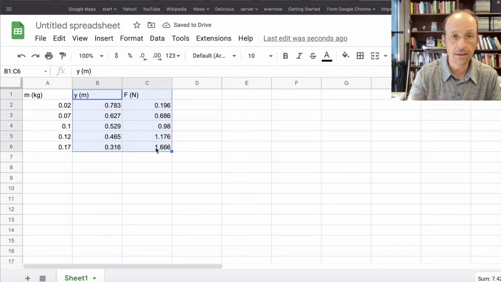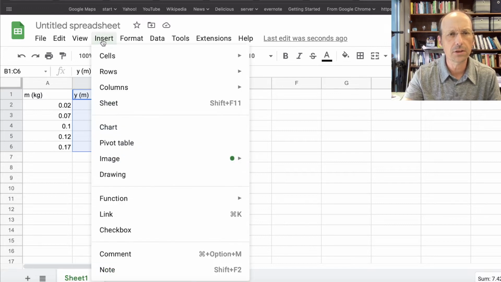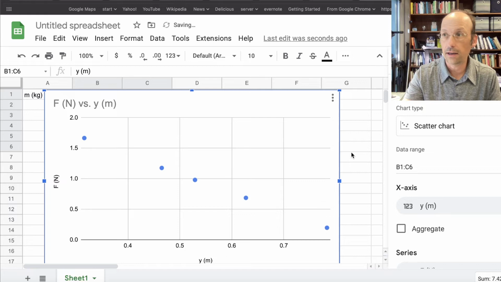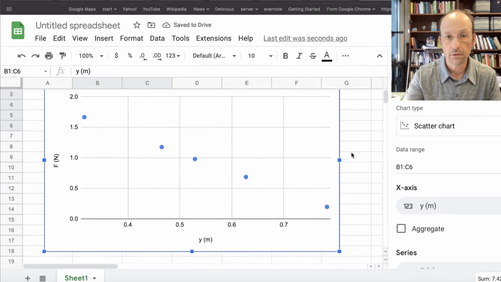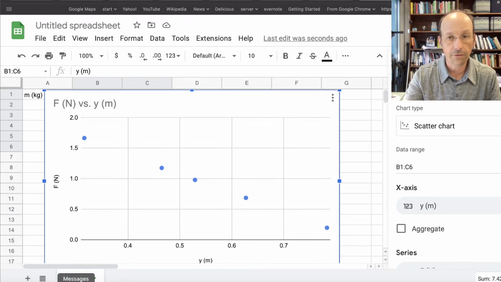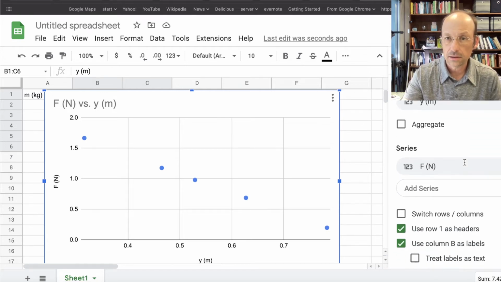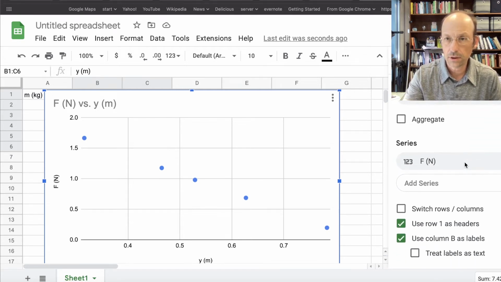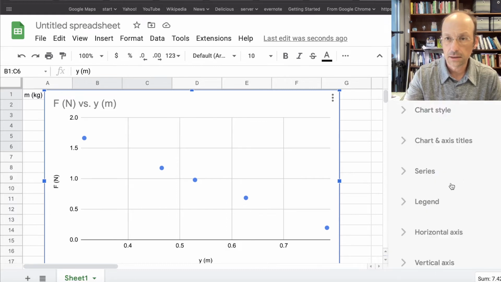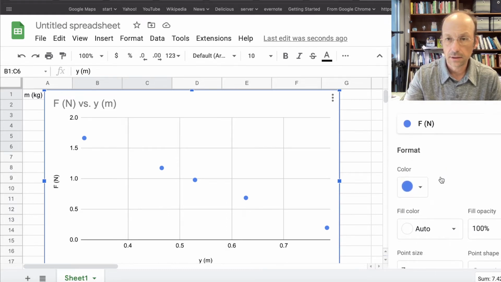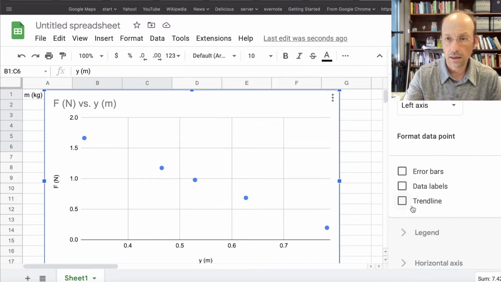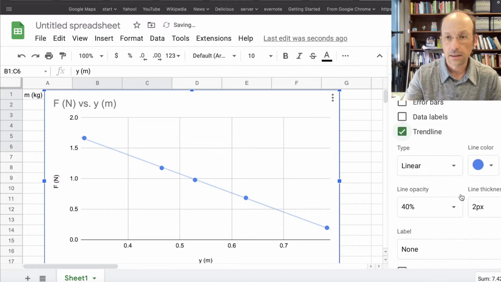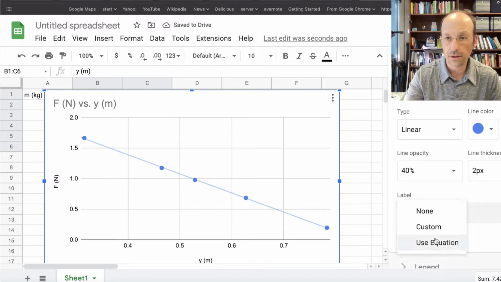So let's highlight this. I'm not really good at graphing in spreadsheets, so insert chart. It is already the right kind of chart too. Okay, F versus y, that's fine. Set up axis, series, switch rows. Where do you get the customize series? Trendline, and then the label is the equation.